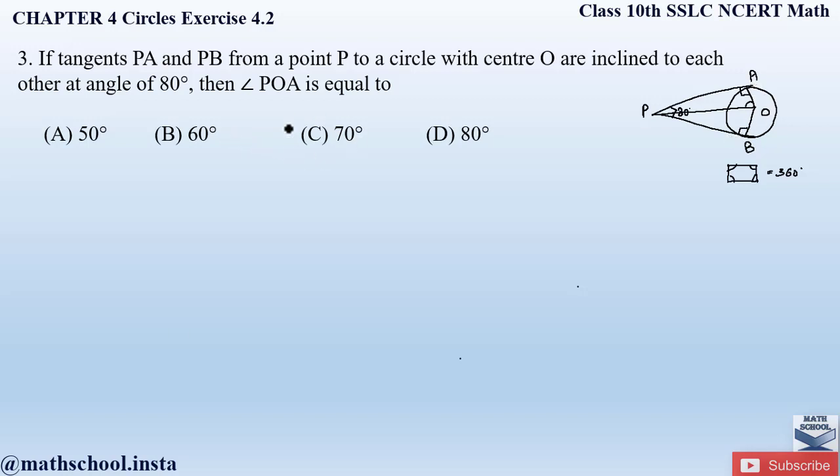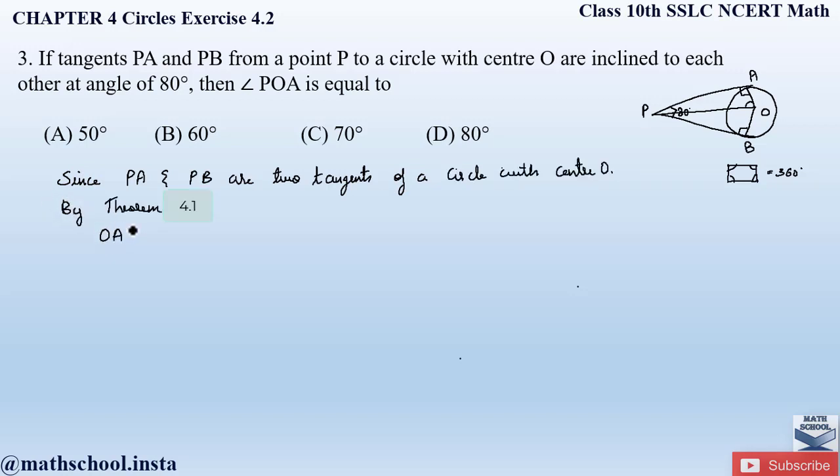Okay, since it is a multiple choice question, you can directly simplify the question, but if it is not a multiple choice question, you have to write down, since PA and PB are the two tangents of a circle with center O, right? So by theorem 4.2, OA is perpendicular to AP and OB is perpendicular to PB. That is, the radii is always perpendicular to the tangent drawn to a circle. Okay, so now let us consider the quadrilateral PAOB, right?